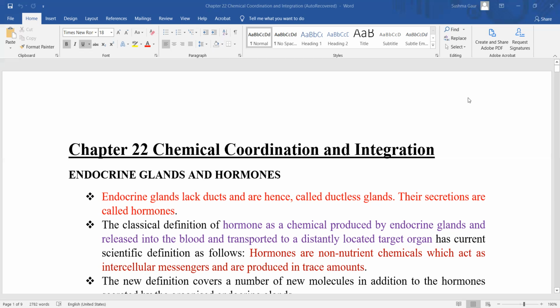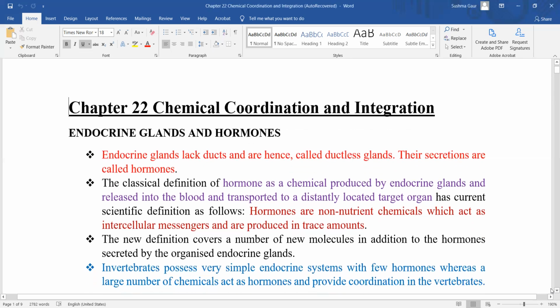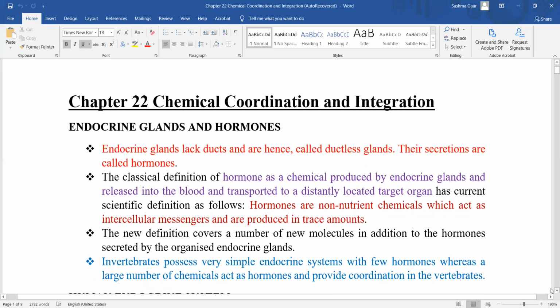Okay. So today we are going to start our 22nd chapter, that is chemical coordination and integration. The first topic of this chapter is endocrine glands and hormones. So what is the difference between endocrine glands and exocrine glands, Risha? Do you have any idea? Ma'am, could you repeat the question? What's the difference between endocrine glands and exocrine glands?